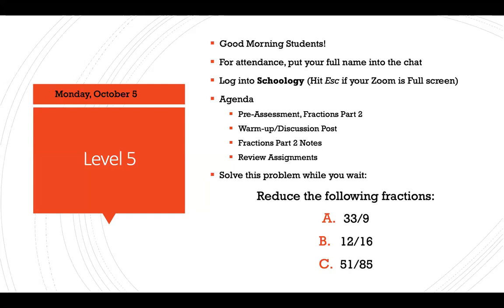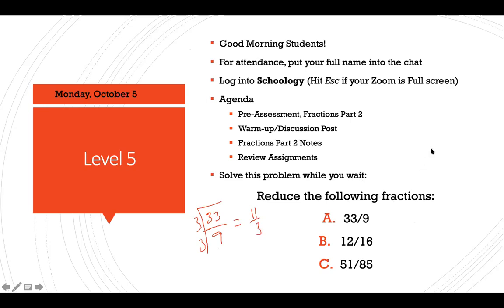Okay, so let's reduce these fractions A, B, and C here on this PowerPoint slide. So if we have 33 over 9, how do we reduce that fraction? It'll be 11 over 3. Good. We should get that by just dividing both the numerator and the denominator by 3. So if we have 33 over 9, we divide both by 3, and we're going to get 11 over 3.